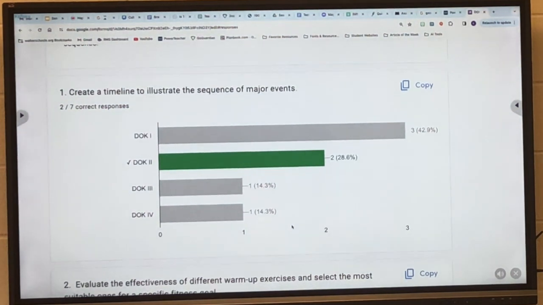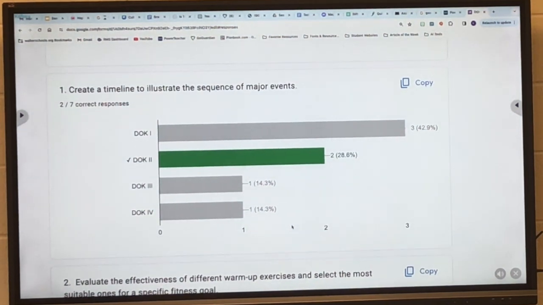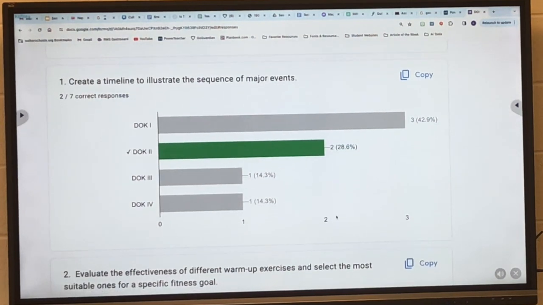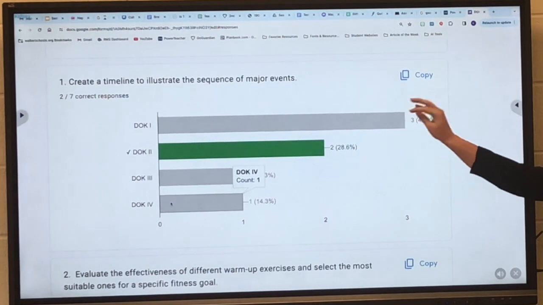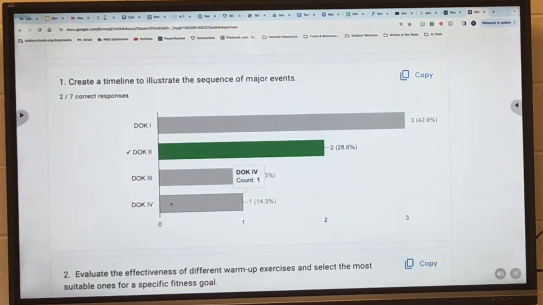So on number 1, it says create a timeline to illustrate sequence of major events. A lot of us put DOK1. I personally would have argued maybe a DOK2, but at least not DOK4. I think my husband did, because I had him take this quiz yesterday as I was making my mock presentation. But I think the majority of us understand it's a lower level skill, even though it has create in the question.